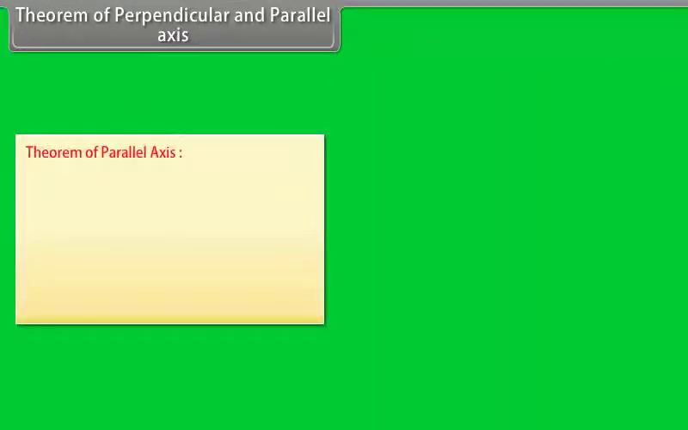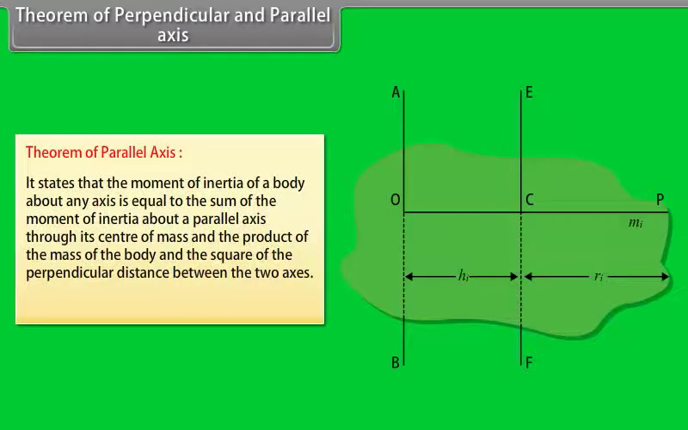The theorem of parallel axis states that the moment of inertia of a body about any axis is equal to the sum of the moment of inertia about a parallel axis through its center of mass and the product of the mass of the body and the square of the perpendicular distance between the two axes. I is equal to ICM plus MH squared.